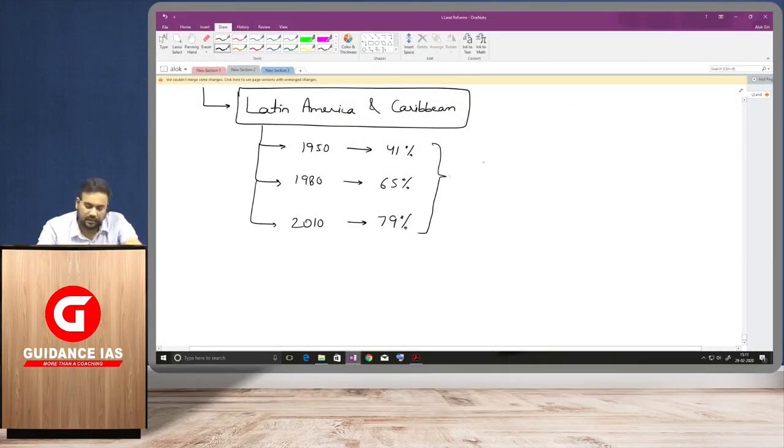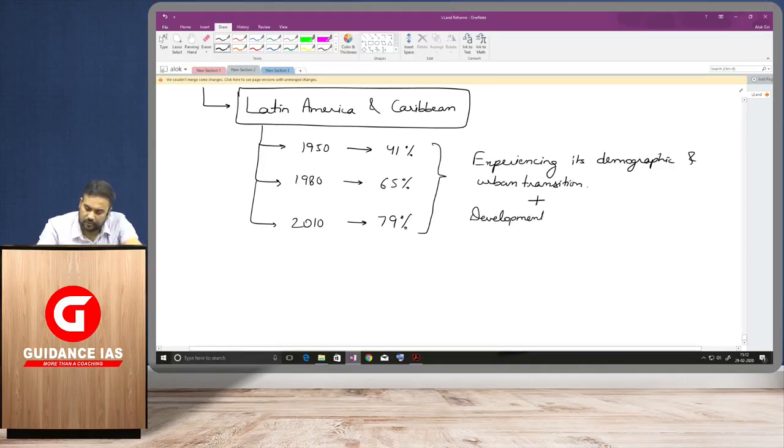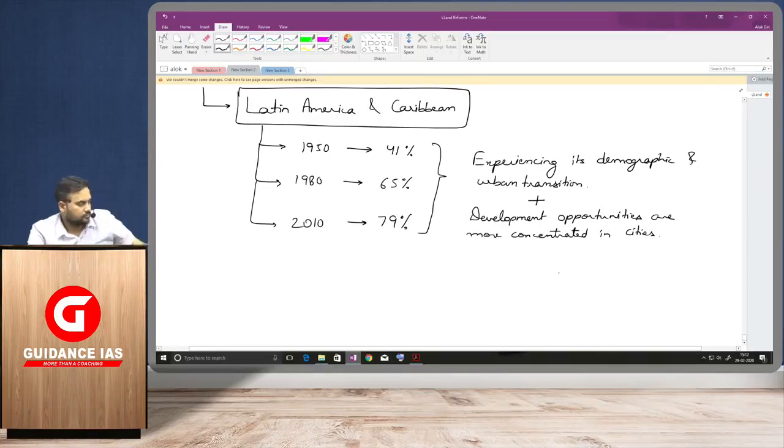One important factor is that during this period, can I say Latin America was undergoing its demographic and urban transition? So during this period, it has been experiencing its demographic and urban transition. Plus, a very important thing here is that development opportunities are more concentrated in cities.